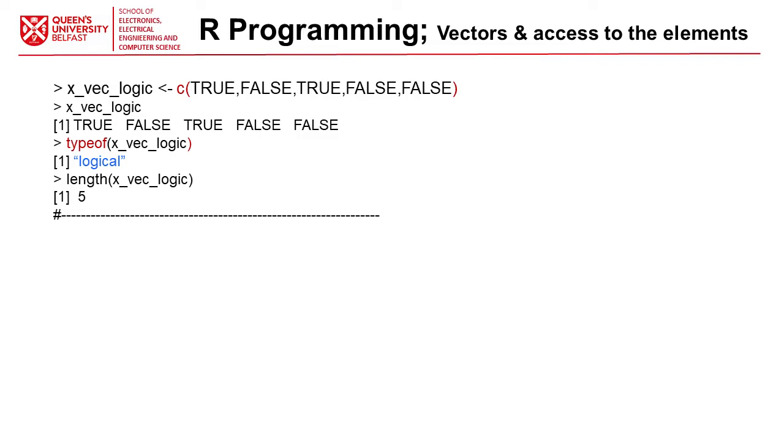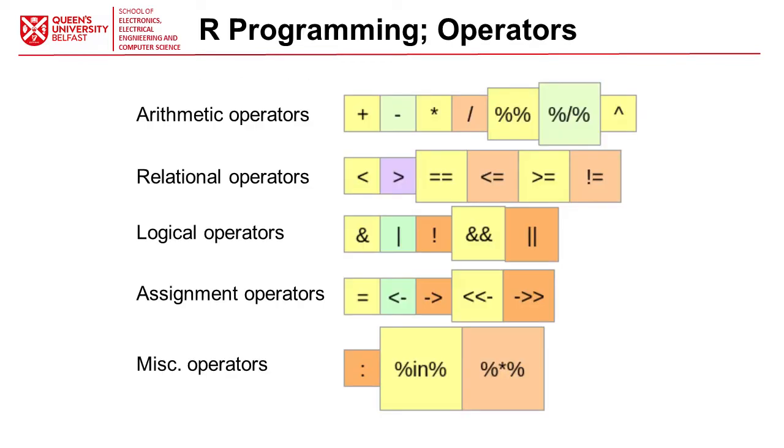So we have these operators: arithmetic, relational, logical, assignment, and miscellaneous operators, the same as any other programming languages. As you can see here, plus, minus, multiplication, division, percent, slash percent.